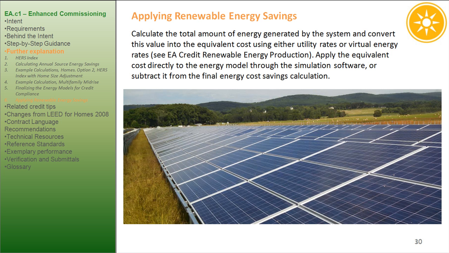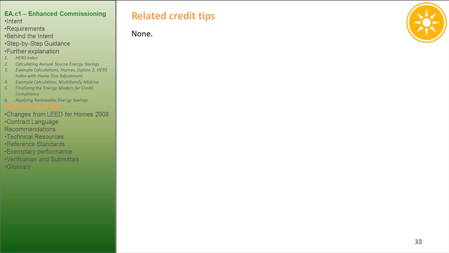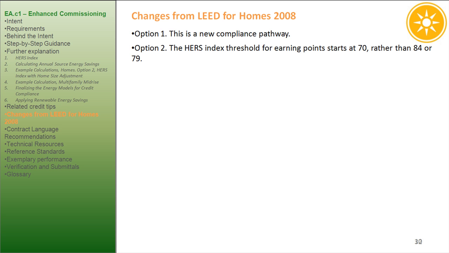EA Credit Renewable Energy Production. Apply the equivalent cost directly to the energy model through the simulation software, or subtract it from the final energy cost savings calculation. Related credit tips: none. Changes from LEED for Homes 2008. Option 1: this is a new compliance pathway. Option 2: the HERS index threshold for earning points starts at 70, rather than 84 or 79.